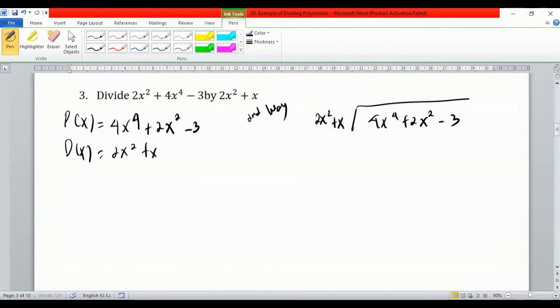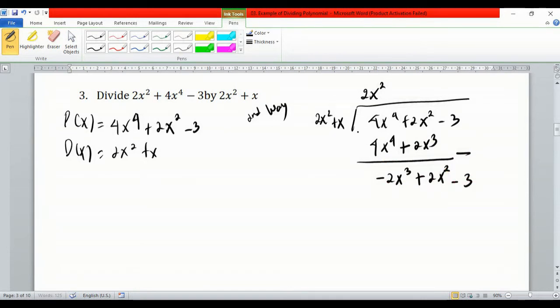So 4x power 4 plus 2x power 2 minus 3 divided by 2x squared plus x. Here you need to think what to multiply to get the value for x power 4. So put 2x power 2, and this result is 4x power 4 plus 2x power 3. Then subtract them, and you get minus 2x power 3 plus 2x power 2 minus 3, right?